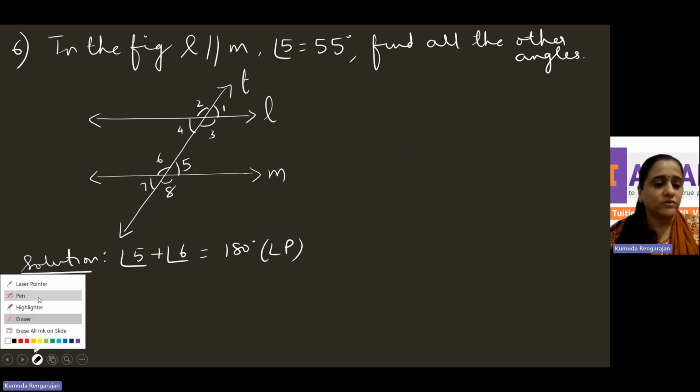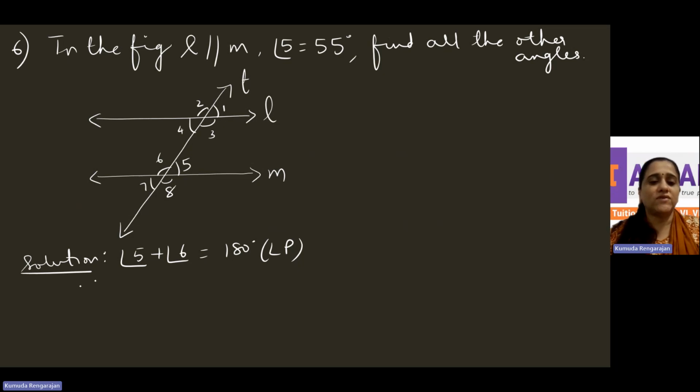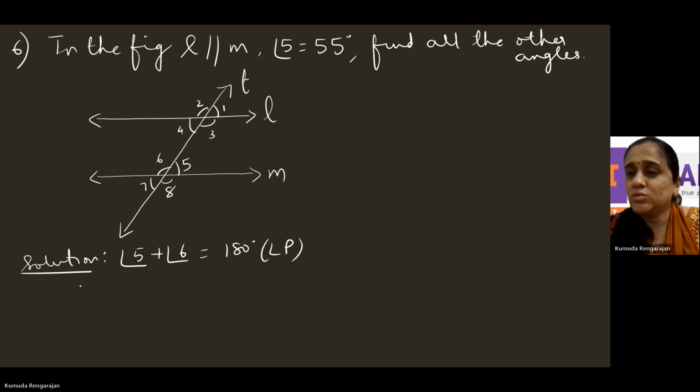Okay, so use linear pair first. So angle 5 plus angle 6 is equal to 180. Why are we using angle 5 plus 6? Because 5 is given. So you should make a linear pair using 5. You must make a linear pair using 5.